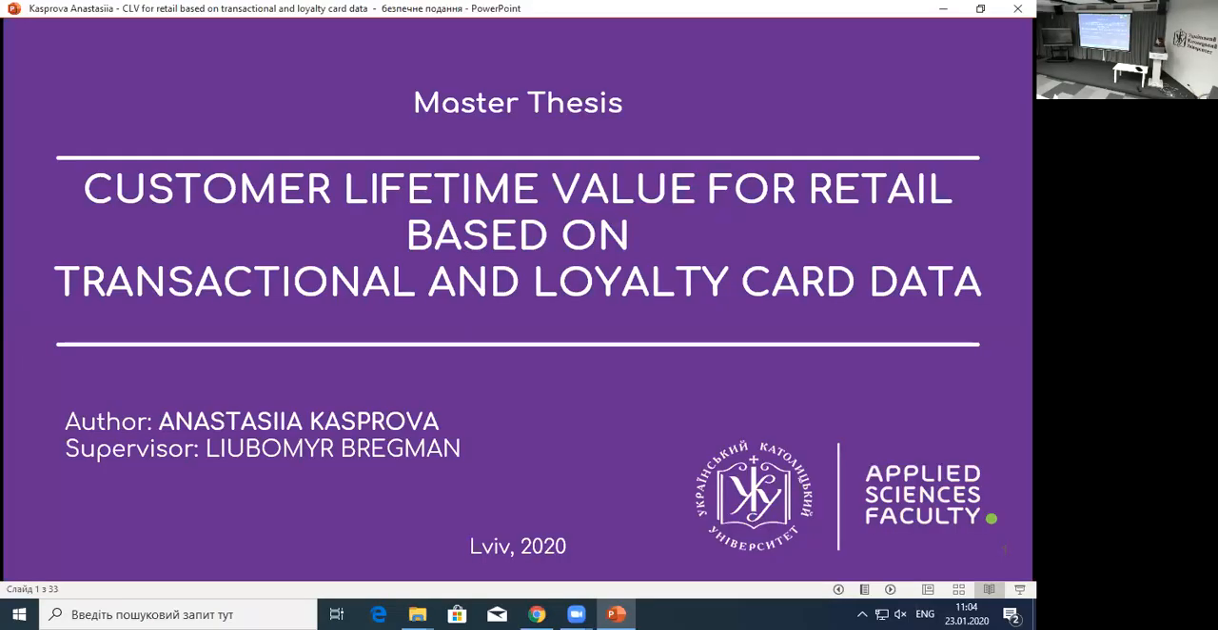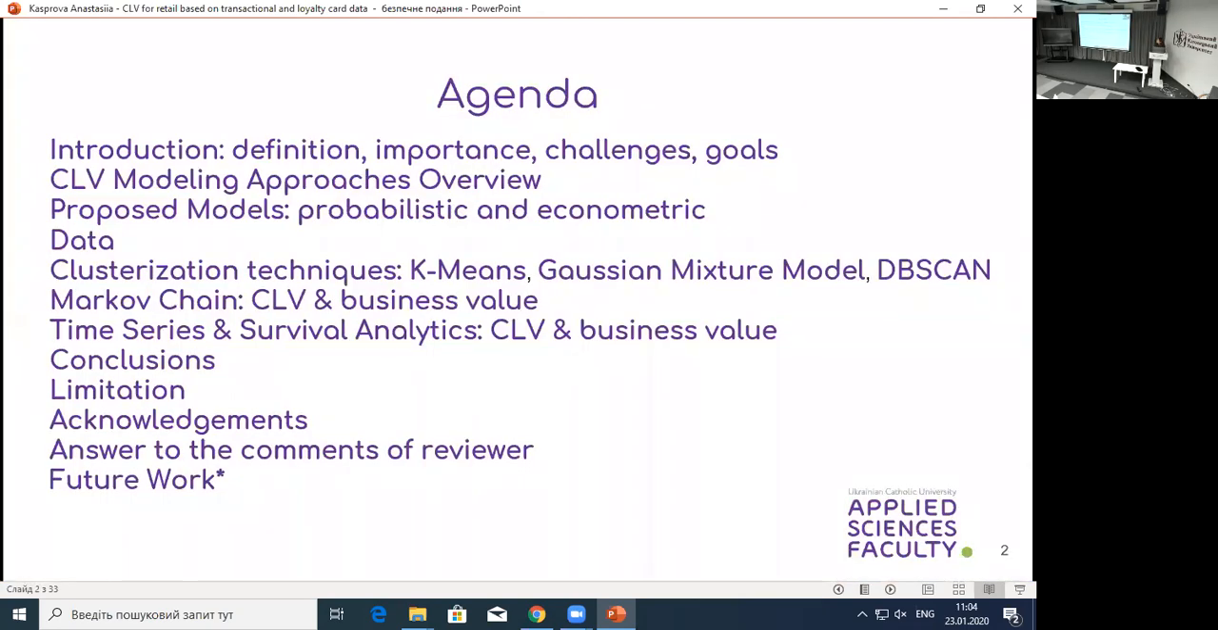My master project is dedicated to customer lifetime value for retail based on transactional and loyalty card data. To start with, I would like to provide you the introduction to domain area. So we will see the definition, importance, challenges, and set up the goals of this project.